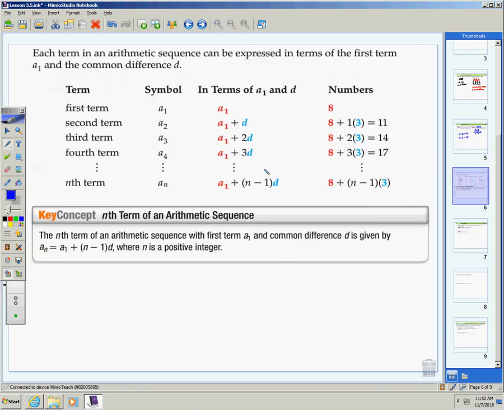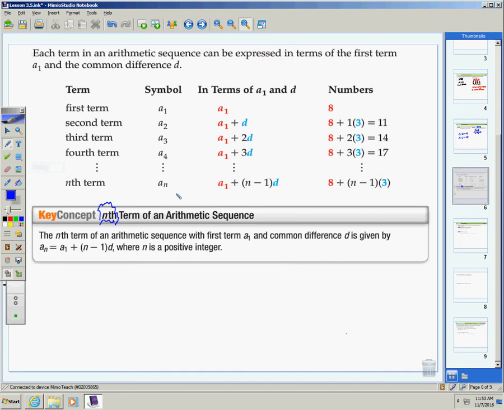Now, if you want to find the nth term, this is basically saying an nth term of an arithmetic sequence just means if I want to find any term. So I could find the 2000th term or the 100th term. And if I want to find the 100th term of a sequence, you could do this. I could just keep adding d, so I'd keep adding, in this example, 3 every time. But you wouldn't want to do that 100 times to find your 100th term.